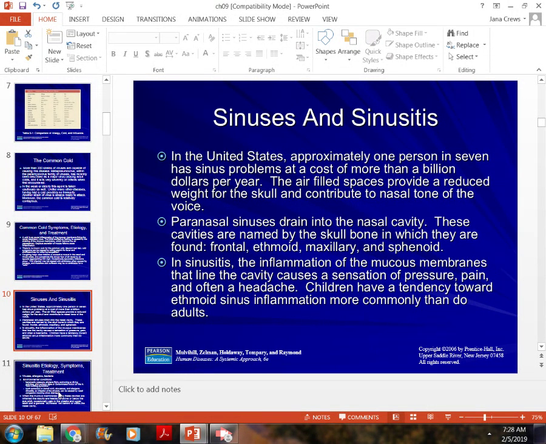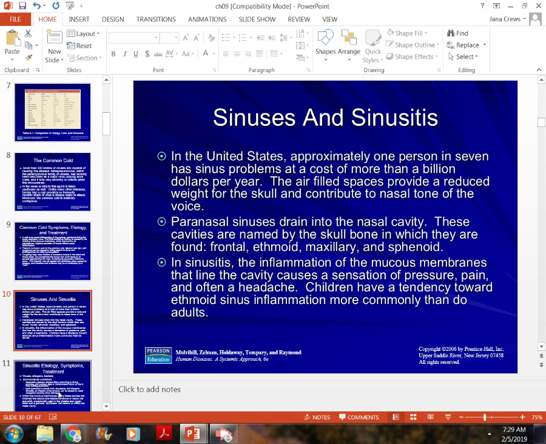Children have a tendency towards having mostly a runny nose, and the ethmoid sinuses, right behind here, the nasal sinuses, will be most commonly affected. With an adult, it can be all sinuses, so they can have the sinuses over the eye and all down the nose and into the maxillary area. They can all be congested.